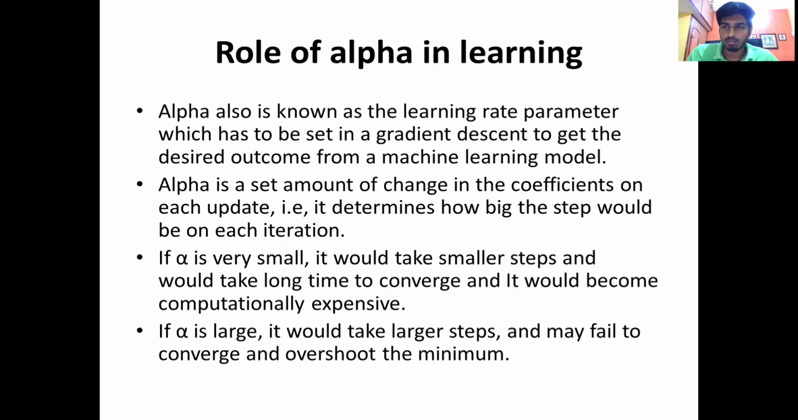If alpha is very small, it will take smaller steps, and likewise, if it is very big, it will take larger steps. If it takes smaller steps, it will take longer to converge, and it will become computationally expensive. Whereas if we take larger steps, it would take minimum time to cover a large distance, but it would sometimes miss the required convergence.